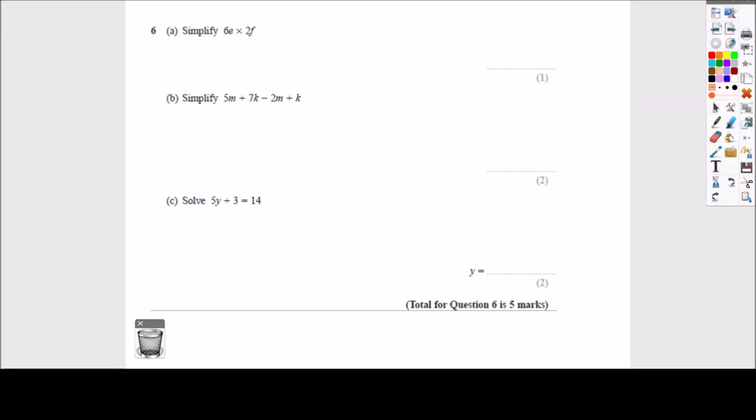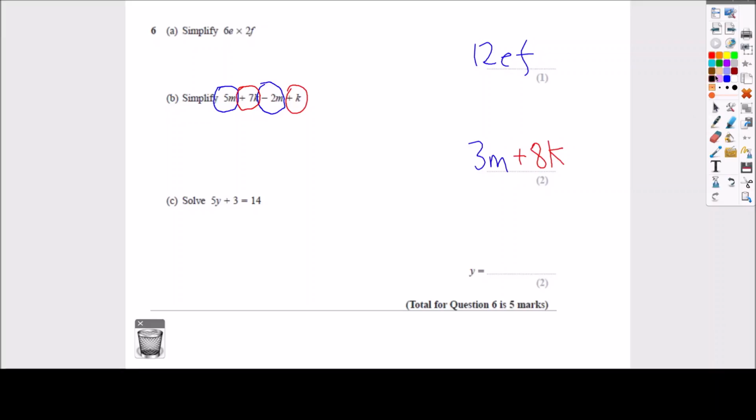Question 6. So simplify 6e times 2f. Well, 6 times 2 is 12. So it's 12 times e times f, which is 12ef. Now, for part B, just be very careful with the signs. We've got 5m being gathered with minus 2m. 5m take away 2m is 3m. And then 7k plus k, which is 1k, plus 7 plus 1 is plus 8k.